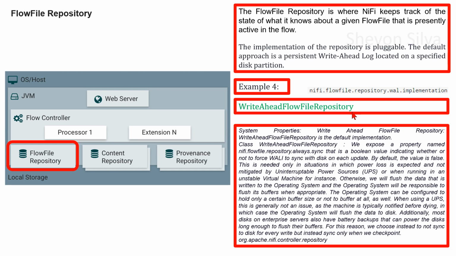The write-ahead flow file repository is the default implementation. It persists flow files to disk and can optionally be configured to synchronize all changes to disk. This is very expensive and can significantly reduce NiFi performance. However, if it is false, there could be a potential for data loss if there is a sudden power loss or the operating system crashes. The default value is false.